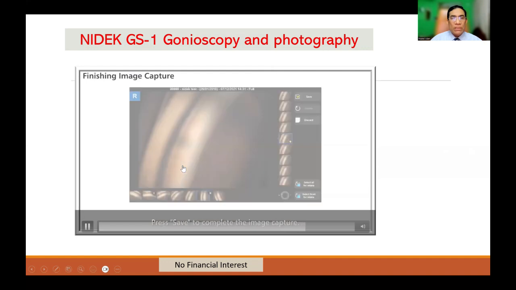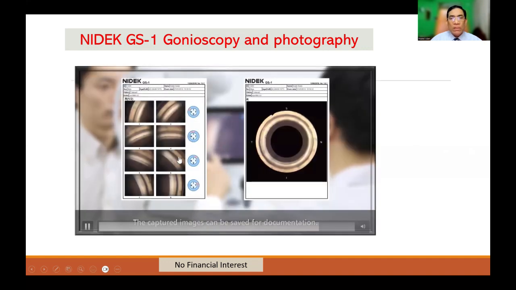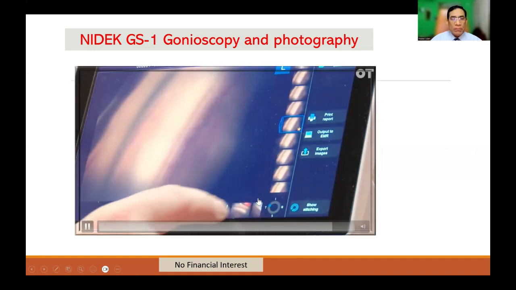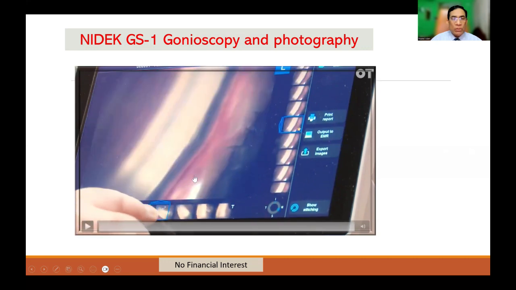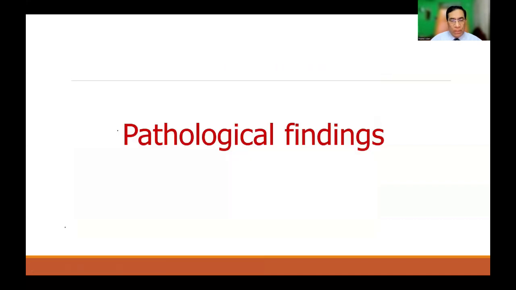Suppose you can see this part here, and ultimately circular, you can see what the changes are here. So suppose this is the part, and you can see the hemorrhage here, and this is the part and the hemorrhage here. So this way you can really take a good picture from this NIDEK GS1 gonioscope machine.